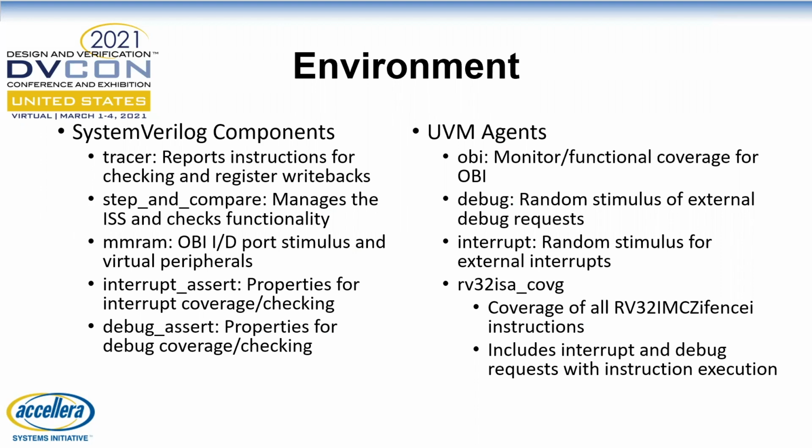A lot of UVM agents, of course, OBI again for monitoring, powerful functional coverage, debug and interrupt, so we can drive really any kind of random stimulus into the processor. There's really no dependence between the checking methodology and the stimulus methodology here, so we can ensure full functionality is tested properly in the processor, as well as a comprehensive coverage model that covers all of the extensions that we're supporting of RISC-V, and also including these asynchronous events occurring in flight with what instructions are being executed.